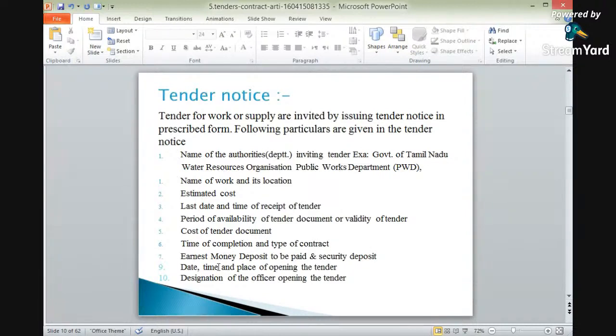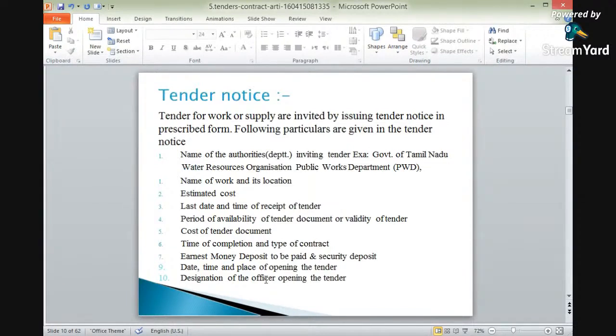Next is the earnest money deposit to be paid and the security deposit. Earnest money is nothing but a security, a token amount showing that I am willing to do the work given by the government firm. So the earnest money has to be deposited and paid. It is just an agreement that I am willing to do the work. We will see earnest money in detail in the next slides. The security deposit is to be made after approval or selection of the tenders.